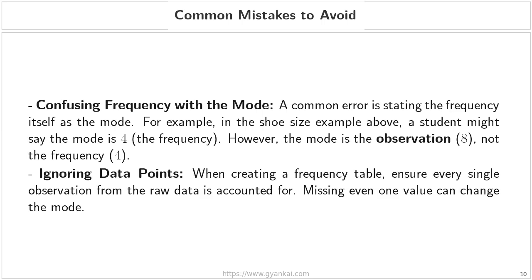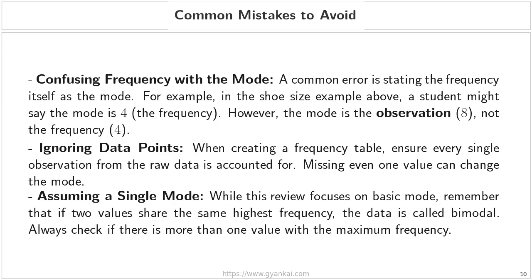Second, make sure you aren't ignoring any data points. When you are transitioning from raw data to your frequency distribution table, it is vital to account for every single observation. If you accidentally skip even one number from your original list, it could shift your frequency counts and completely change which value is identified as the mode.